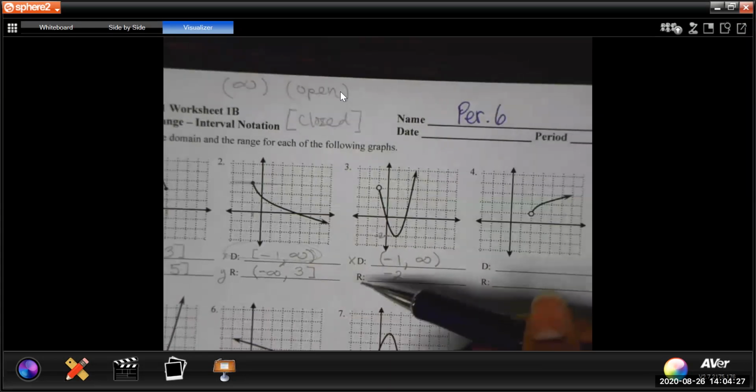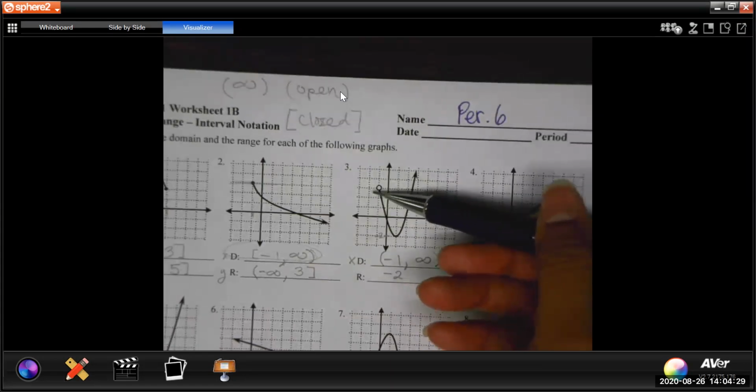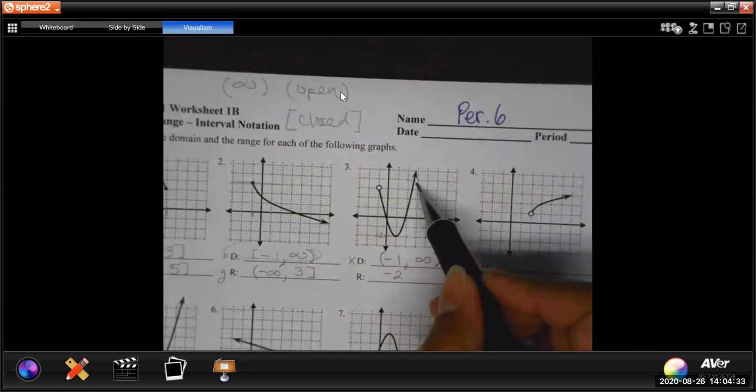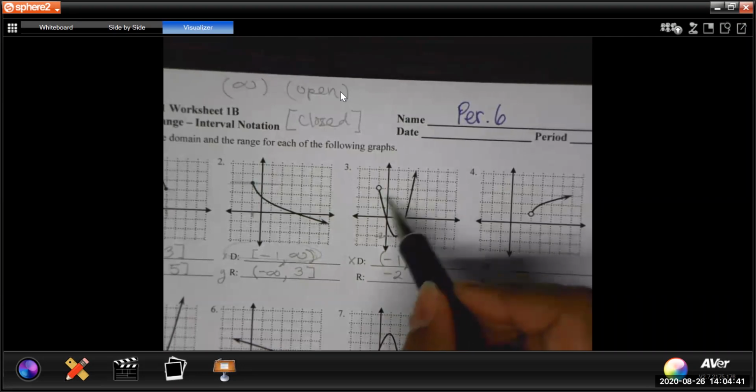Heidi, now does it stop or does it go up forever? It stops here, but the arrow's there. So technically, does it stop forever or does it go on forever? Yeah, it goes on forever. It goes on forever. Now, is there an open circle in the way?